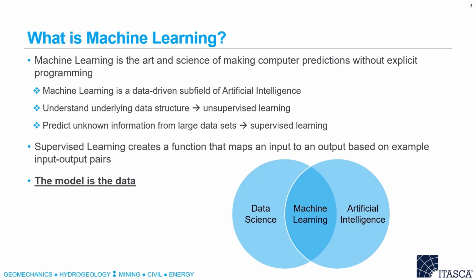Machine learning is focused on utilizing large data sets to make unbiased decisions. Often the goal is to either understand underlying data structure, which is denoted as unsupervised learning, or predict unknown information from large data sets, which is denoted as supervised learning. The objective of supervised learning is to create a function that maps an input to an output, based on example input-output pairs. The general idea is that we train a machine learning model on some data set with these example pairs to accurately capture the relationship between them. A final note that I will be repeating multiple times throughout this presentation is that the model is the data. This is a fundamentally different approach from numerical modeling, where explicit physical relations make up your model.